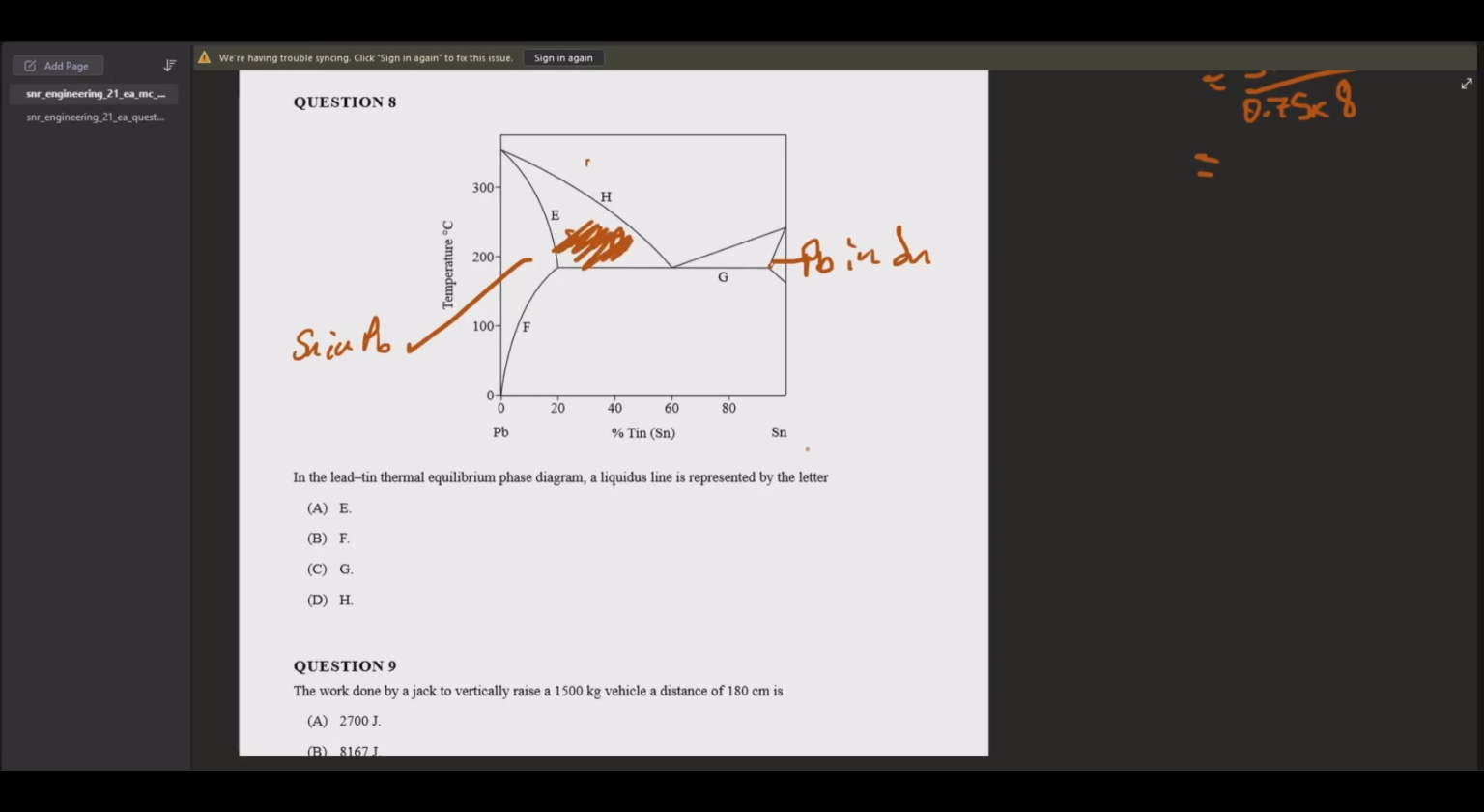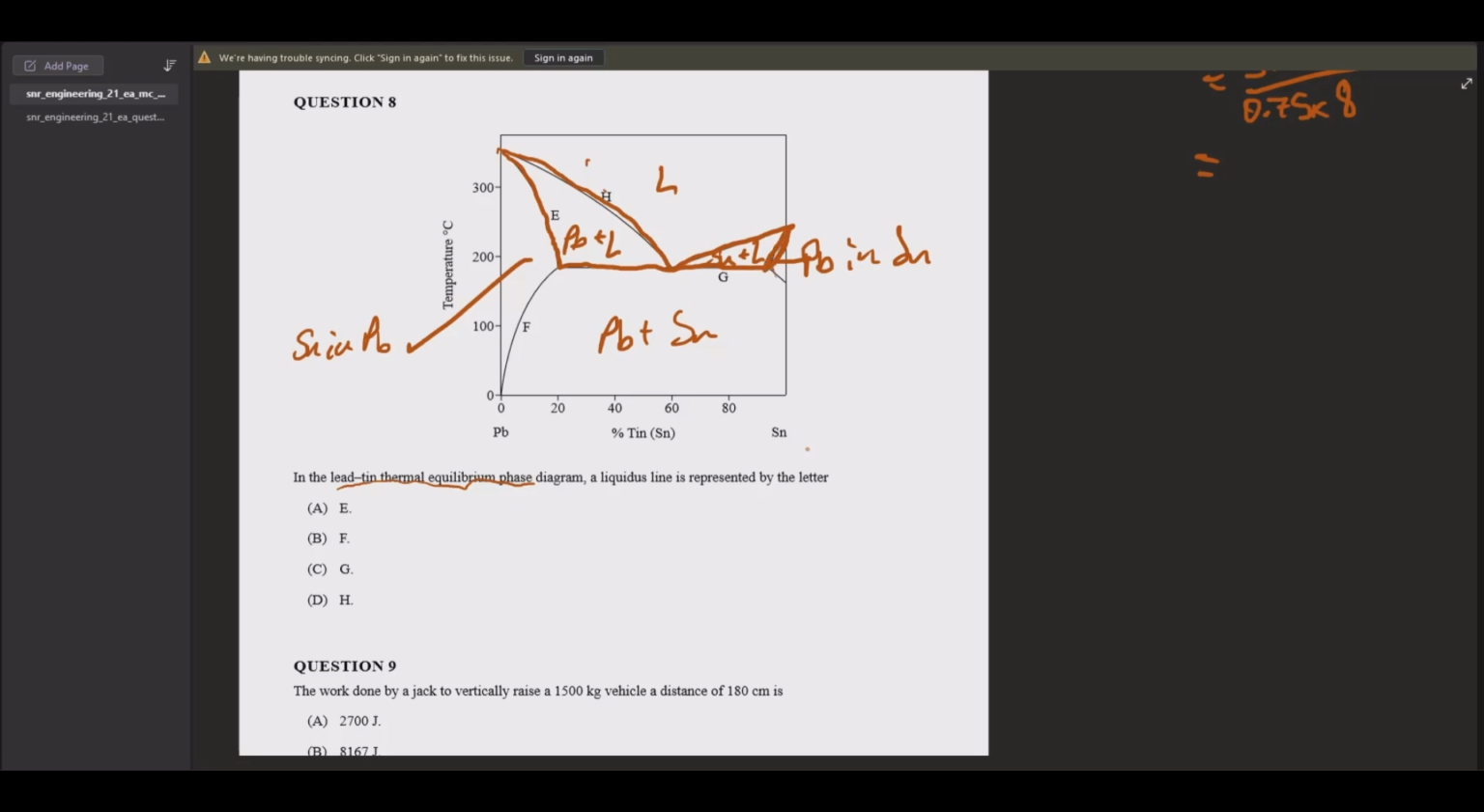So, sorry. And this is going to be tin plus liquid. And this is just liquid, and that's just alpha. Okay. In the thermal equilibrium phase diagram, a liquidus line is represented by the letter H, because this curve separates the liquid from the two-phase regions, the solids and the liquids. That's the liquidus line. And the one that separates it from the solid soluble states, that's the solidus.